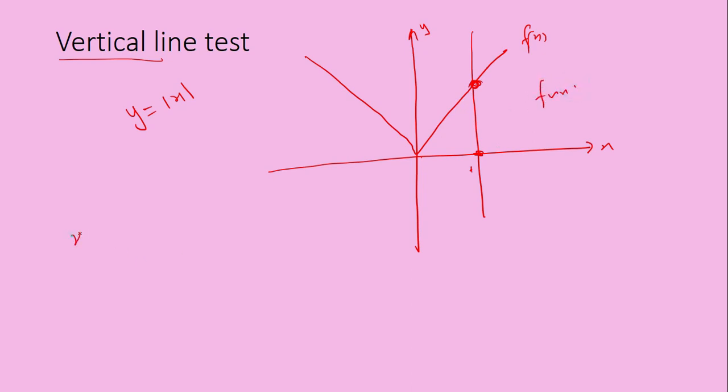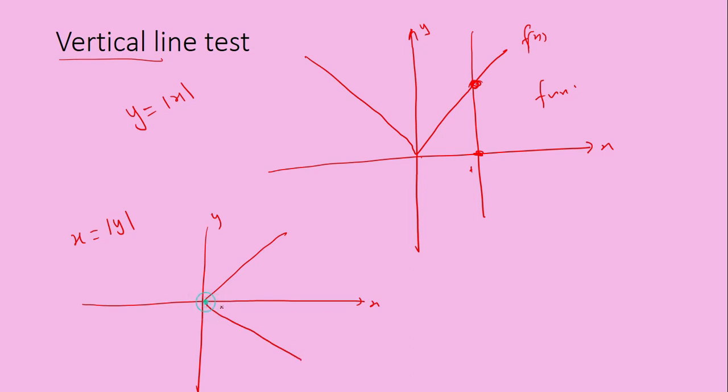But when I write x is equal to absolute value of y, it will look like this graph. This is the x-axis, this is the y-axis. This will be the graph. And when I draw a vertical line here, for one x value you are getting two different y values. The vertical line is intersecting the graph at more than one place. More than one intersection is not allowed. So this is not a function. When you look at the graph, you can easily identify whether the graph is representing a function or not.